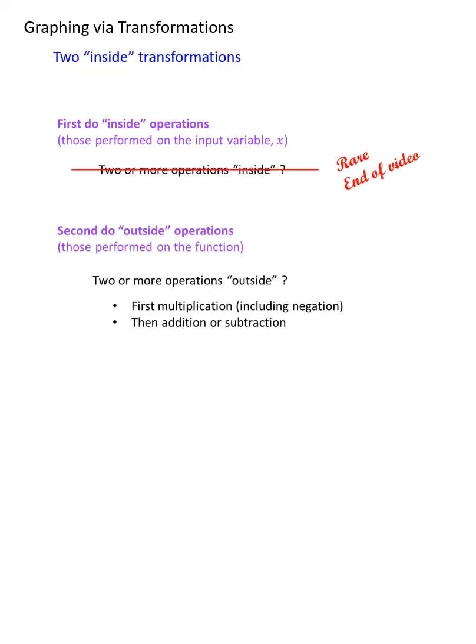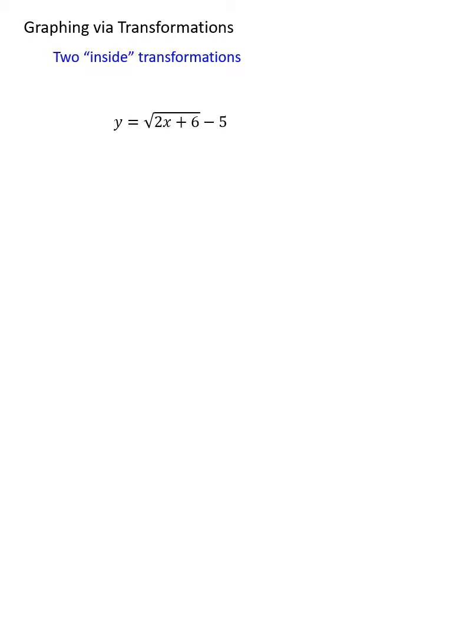You may recall earlier in this video, I promised to get back to the notion of there being two transformations inside or operating on the input variable of the function. I mentioned at the time that it was rare and not something to generally be worried about, and that's true. But for completion's sake, I think we should talk briefly about it. Here's an example of something that has two operations inside of the function.